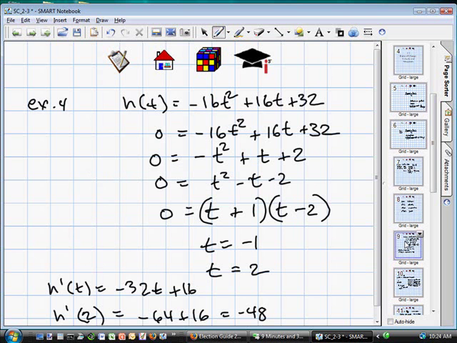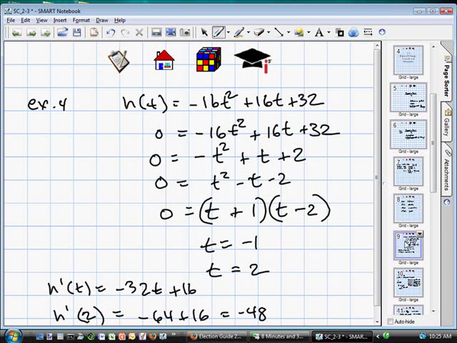So this is example 4, I think, in the book. Let's just take a look at it. Given the position function of a diver who jumps from a board 12 feet high, and in the beginning he's going 16 feet a second. So when he first comes off the board, his speed is 16 feet per second. So find the diver's velocity function.